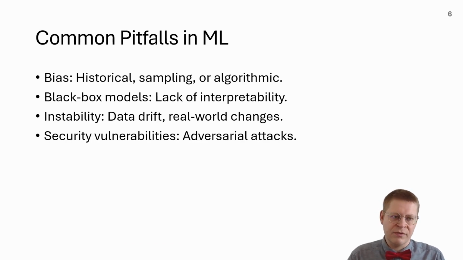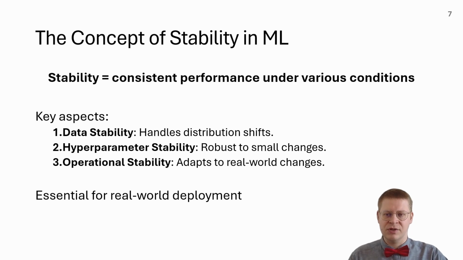So, machine learning, while powerful, has its pitfalls. Bias may be introduced from historical data or sampling errors, leading to unjust outcomes. Many advanced models operate as black boxes, leaving us in the dark about how decisions are made. Instability becomes an issue when a model's performance degrades in the face of data drift, unexpected changes that occur in real world environments. And finally, vulnerabilities such as adversarial attacks can manipulate models with perturbations. Recognizing these challenges is the first step towards building responsible and robust systems.